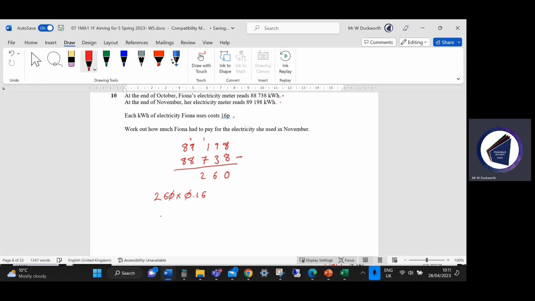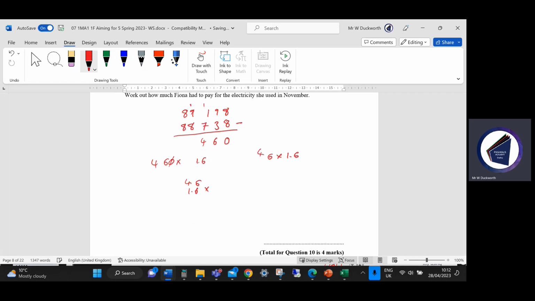Cancel the zeros. So I'm looking, no, not cancel the zeros. So I'm going to treat it as 1.6 times by 26. So if I do that multiplication, 26 times by 1.6, and I've made a slight mistake there. That was 4. 14 times by 1.6. I'm going to treat it as 14 times by 16.